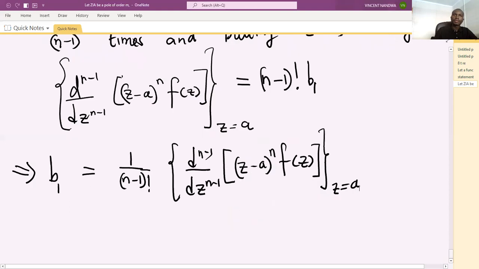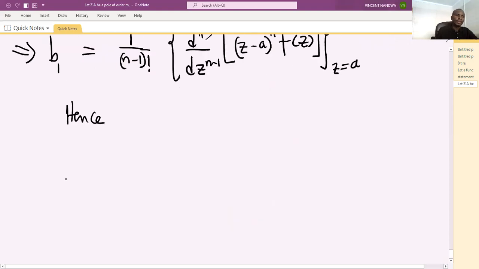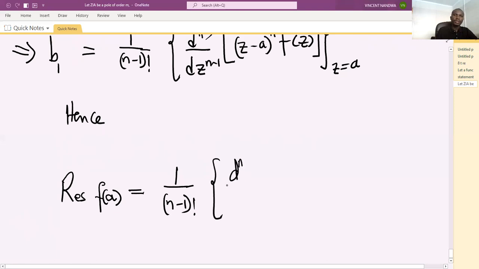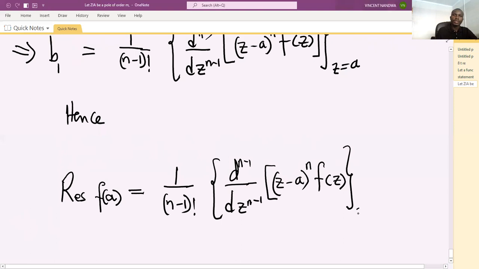So hence, the residue, remember residue is the same as b1, the residue of the function at a is given by 1 over (n minus 1) factorial, and then multiply by the (n minus 1)th derivative of (z minus a) power n times f of z, and then you evaluate this value at z equals a.